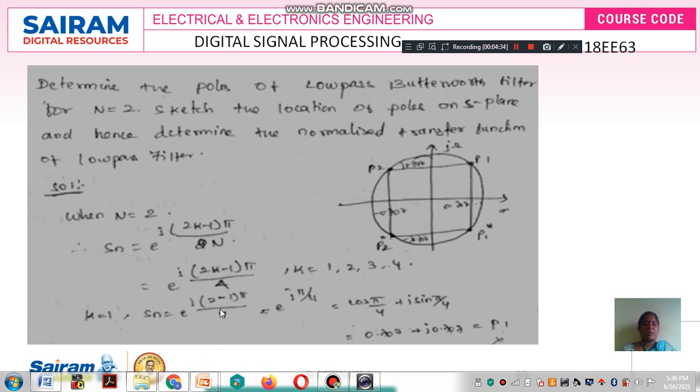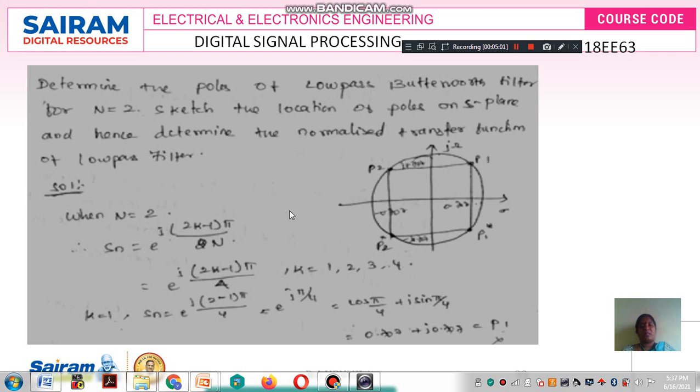If you substitute k equal to 1, this is e power j pi by 4. E power j pi by 4 is cos pi by 4 plus j sin pi by 4. Now this is p1. Okay, see here the real part is plus, the imaginary part is also plus, so this will be located in the first quadrant. In the S-plane, if any of the poles are located on the right side, then it is unstable, so we are not going to consider this pole.